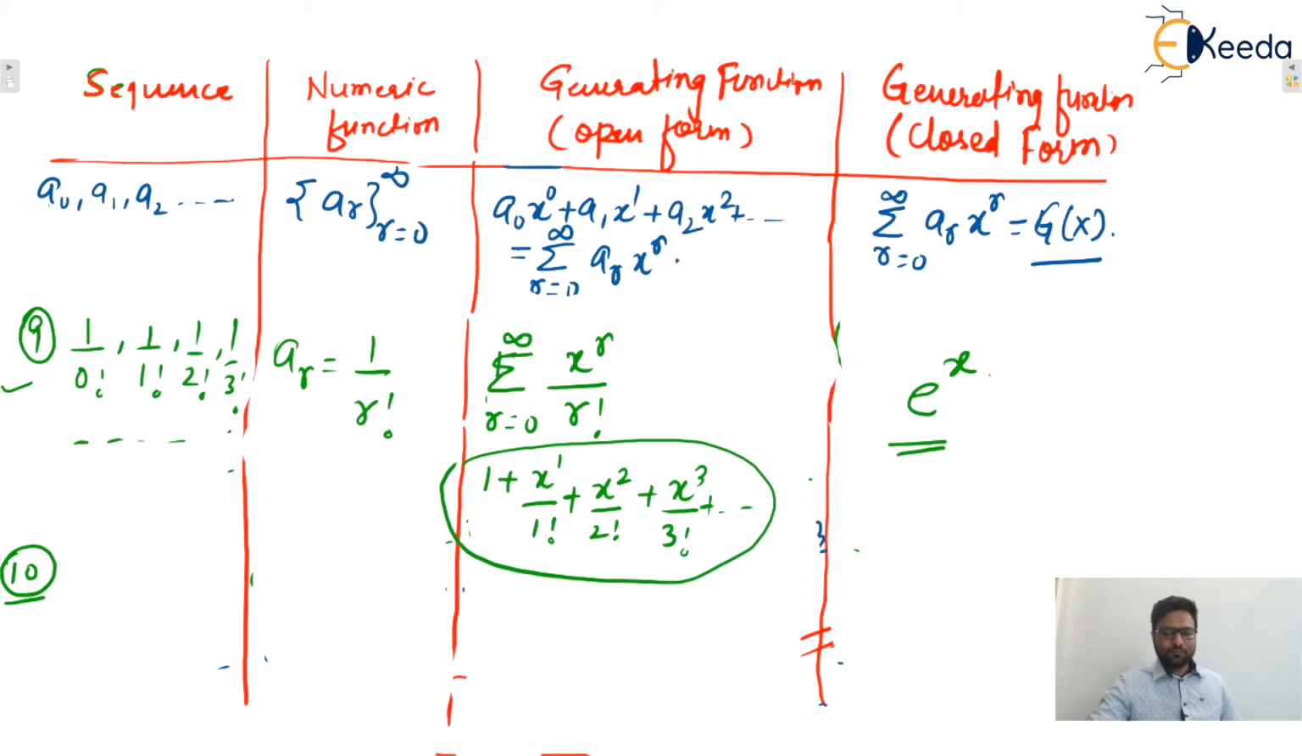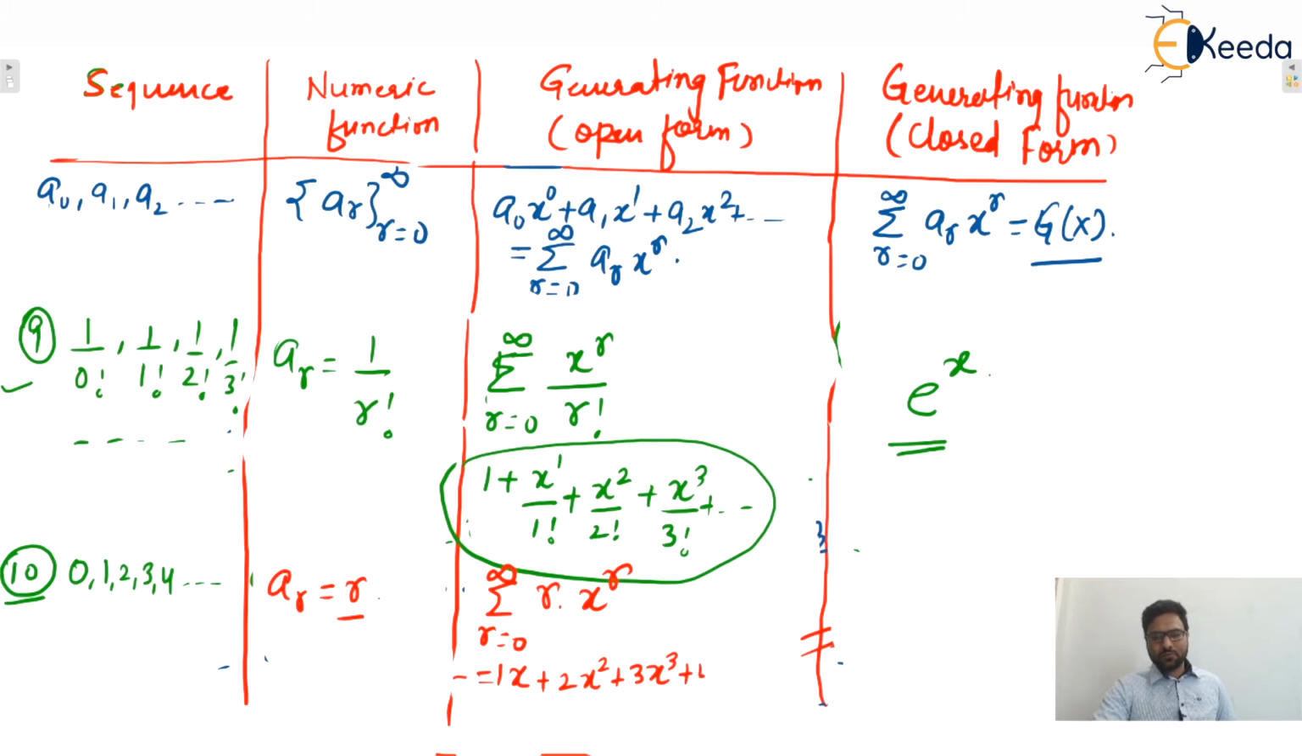Remember this one. Let's say 0, 1, 2, 3, 4 and so on. This is the given sequence. Now what is AR? You only tell me. We can say that AR is R only. So this becomes summation R from 0 to infinity, R into x raised to power R. Yes or no? So this becomes x plus 2x square plus 3x cube plus 4x power 4 up to infinity.